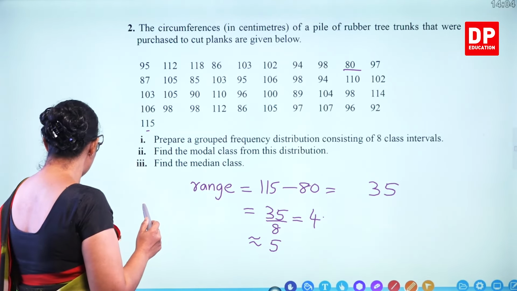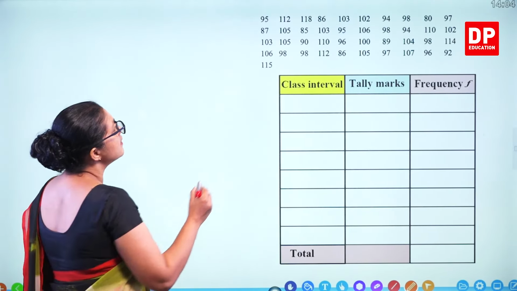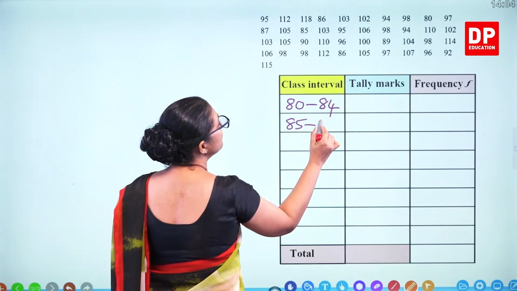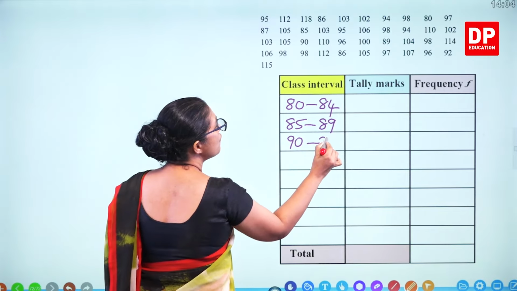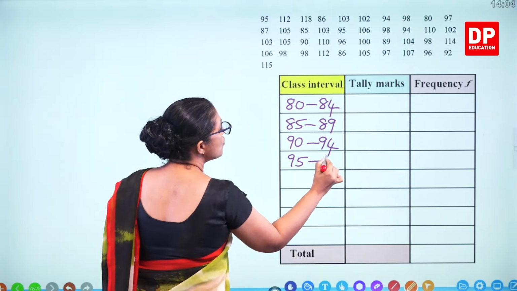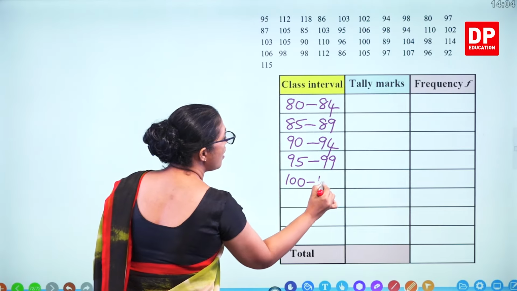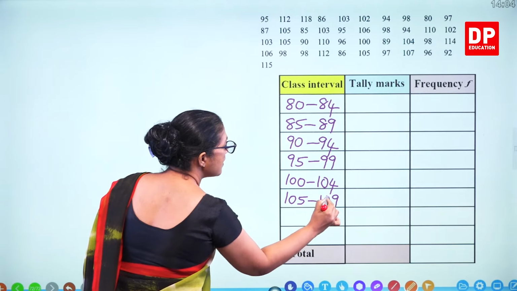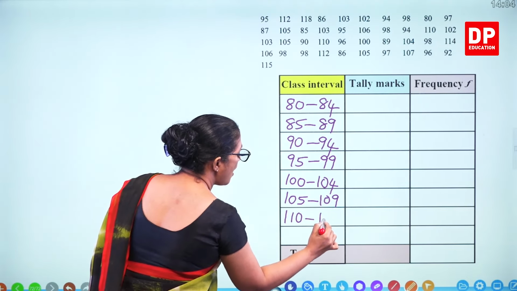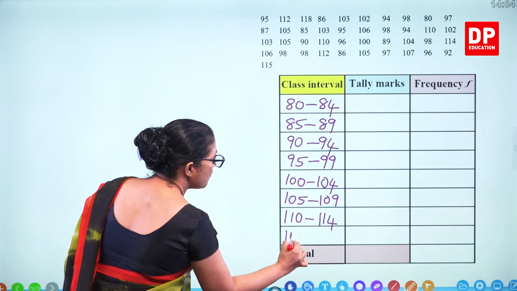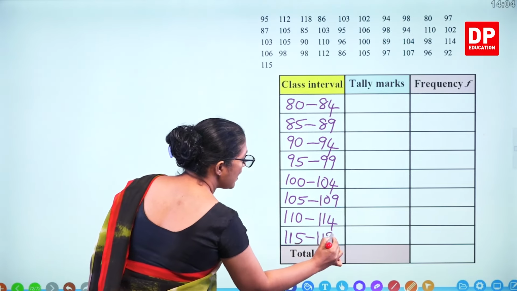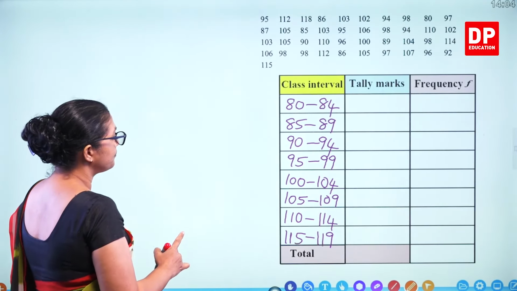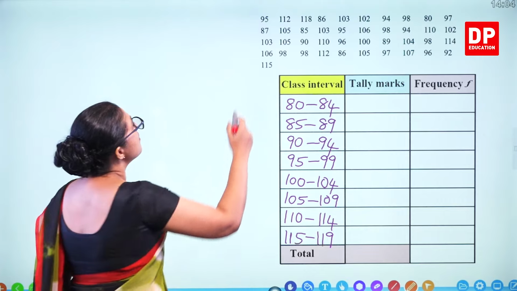So if the class size is 5, you can take starting from 80 to 84, 85 to 89, 90 to 94, 95 to 99, 100 to 104, 105 to 109, and 110 to 114, 115 to 119. So what was the highest one? 115. Now we can mark it.